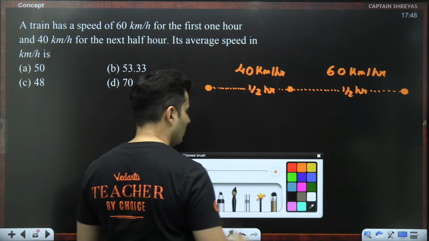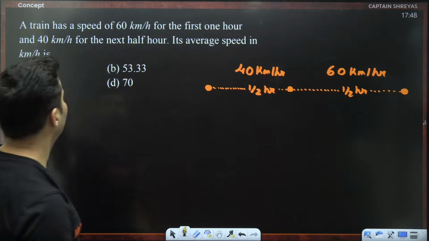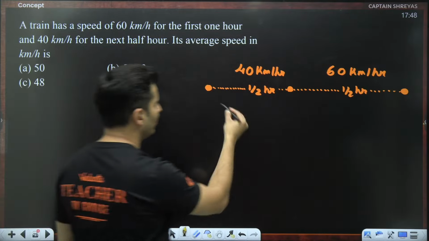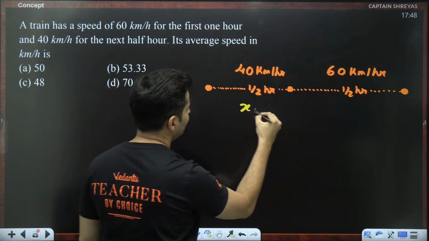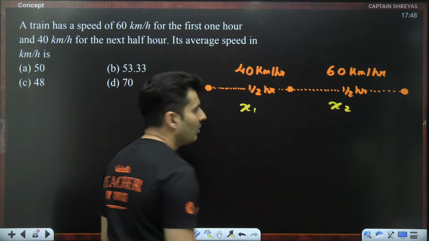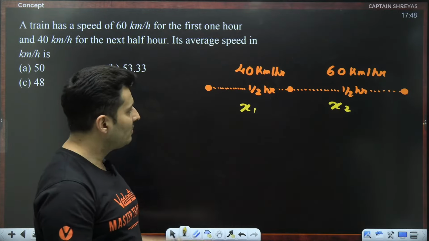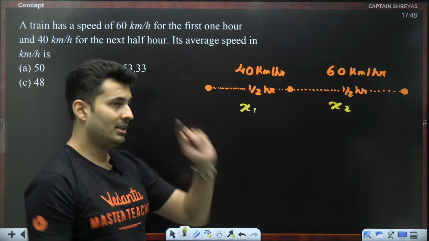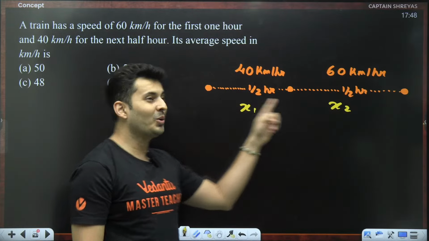Question is find the average speed again. Oh, I don't know the distances, only. Let's assume this as x1 and this as x2. Sir, why x1 and x2? Why not x and x? Think logically. Two x's we got now.